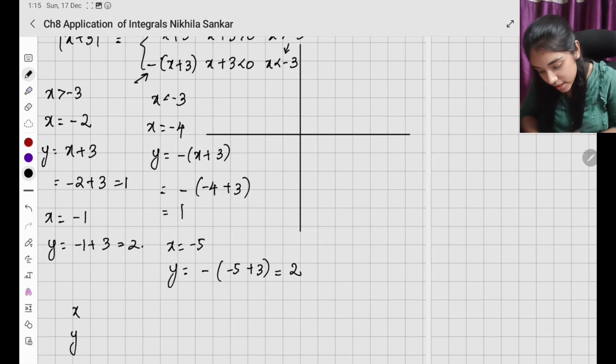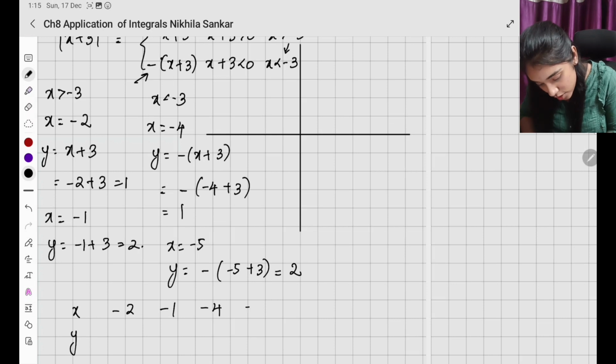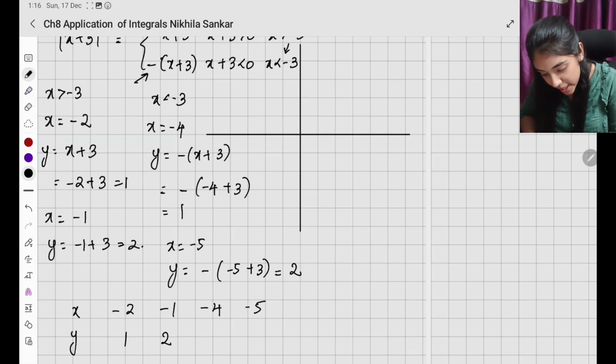X, y is there. The values of x are minus 2, minus 1, minus 4, minus 5. And the value of y: when x is minus 2, it is going to be 1. X is going to be minus 1 and it is going to be 2. And x is going to be minus 4 and it is again going to be 1. X is minus 5 and it is going to be 2.